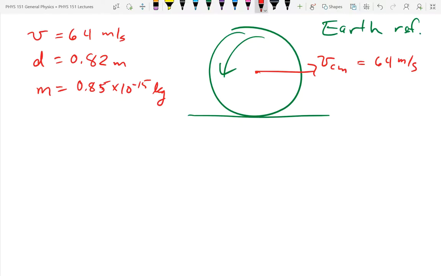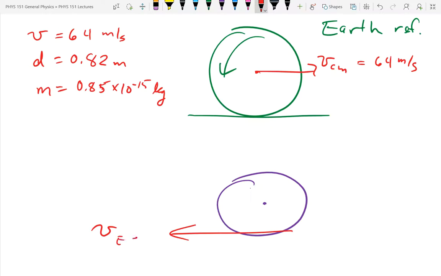And now I'm going to switch to the airplane reference frame. So this is stationary, and we have the Earth that's traveling underneath in the opposite direction. Now, why did I do that?